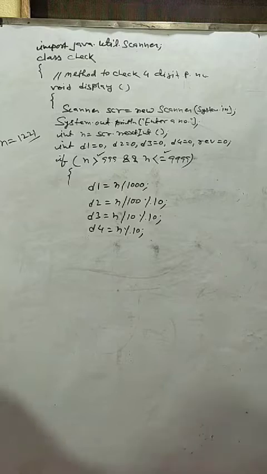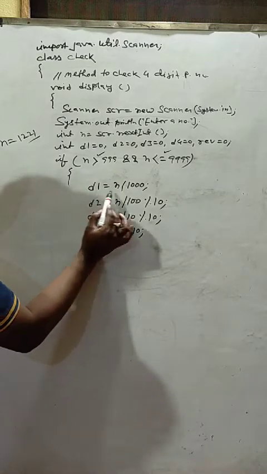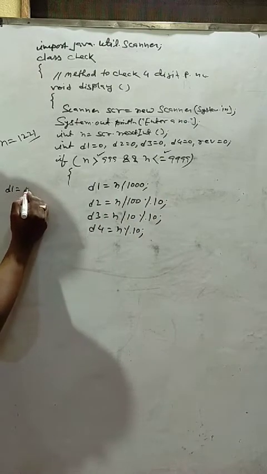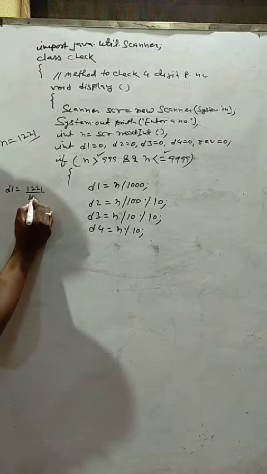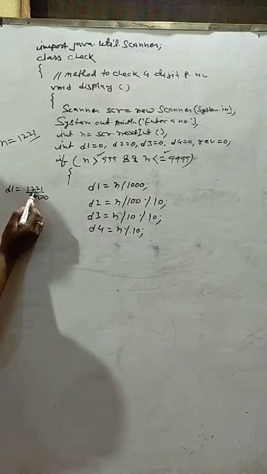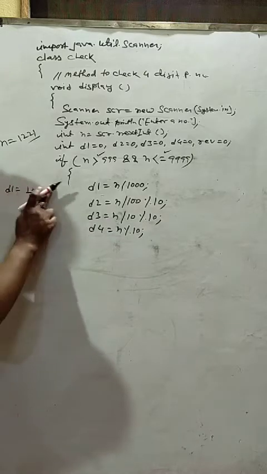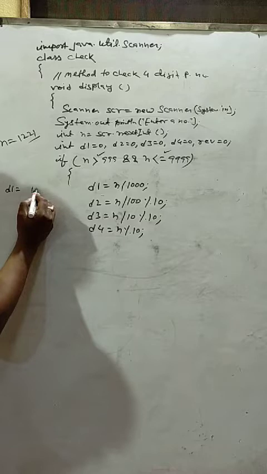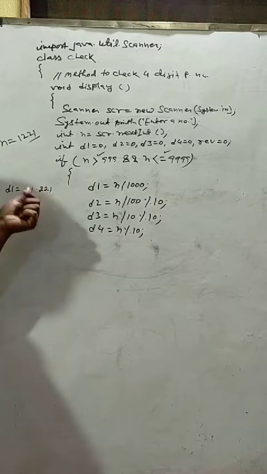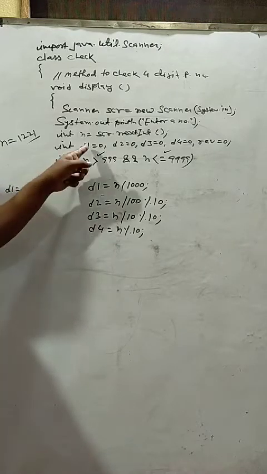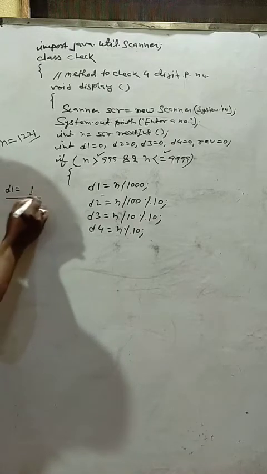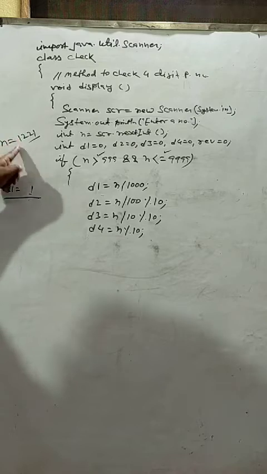All the digits. What happens here in d1? So d1 equal to n by 1000, that is 1221 by 1000, which is equal to 1.221. This 1.221 is stored in variable d1, and d1 is declared as integer, therefore it stores only 1. So this way we extract the first digit of the number, that is 1.